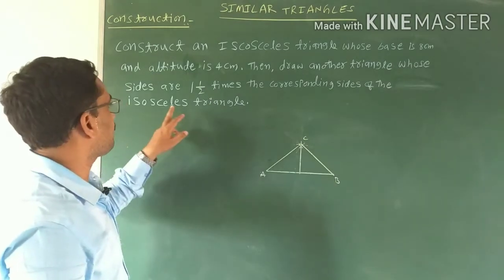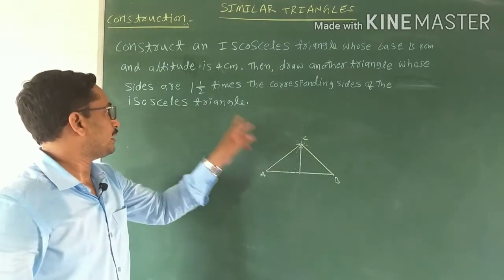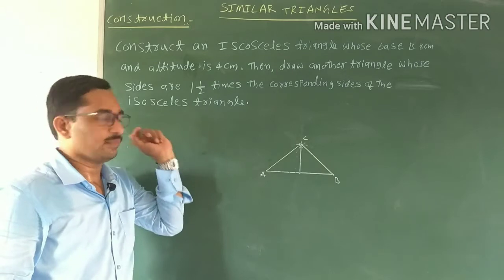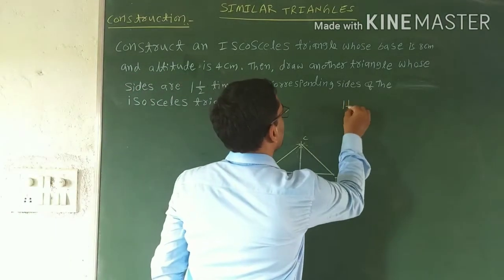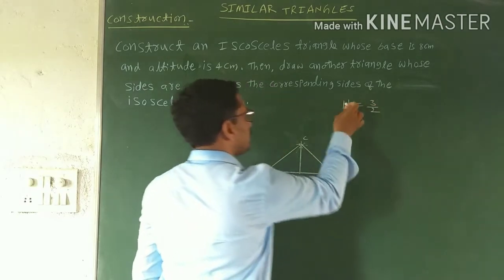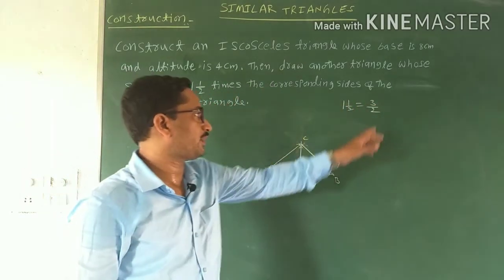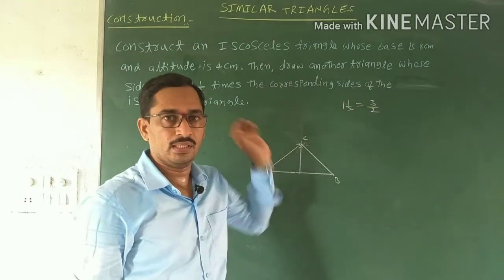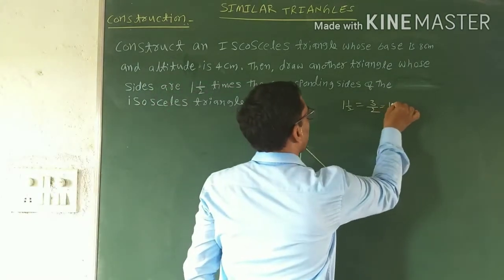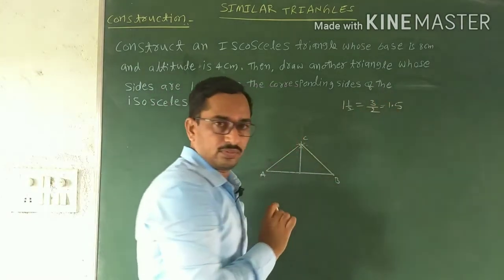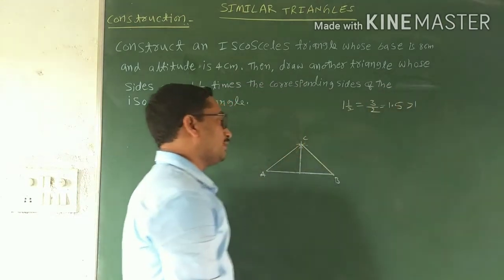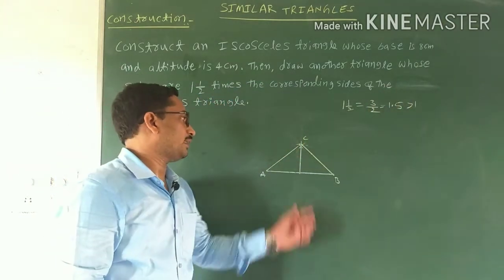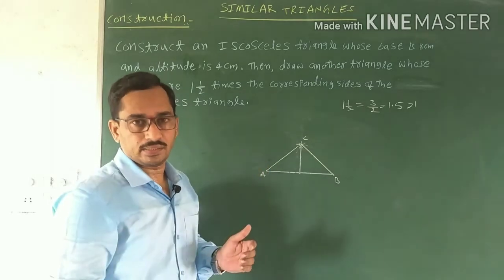Now we have to draw a triangle similar to this triangle whose sides are 1.5 times. 1.5 is equal to 3 by 2, converting the mixed fraction into an improper fraction. 3 by 2 has the value 1.5, which is more than 1. So our required triangle is bigger than the given triangle.